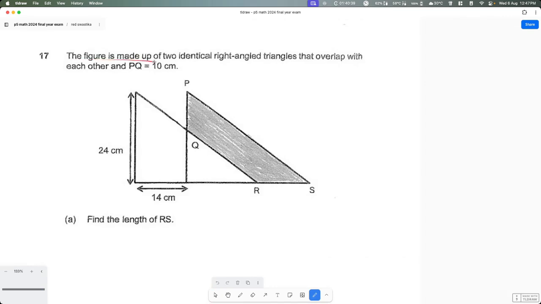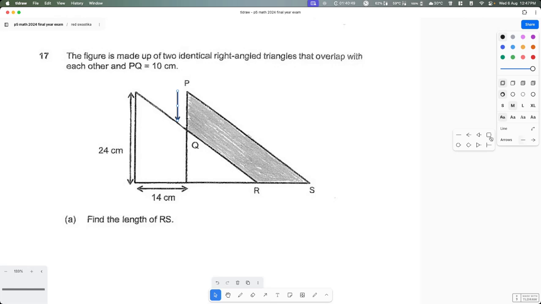The figure is made out of two identical right-angled triangles which overlap each other, and PQ is equal to 10 centimeters. Okay, so I'm going to quickly draw PQ to be 10 centimeters. Right, that's what you see over here. All right, find the length of RS. Okay, so in this case, the RS over here, if I were to also draw this line, is 14 centimeters. So what do you think RS is?